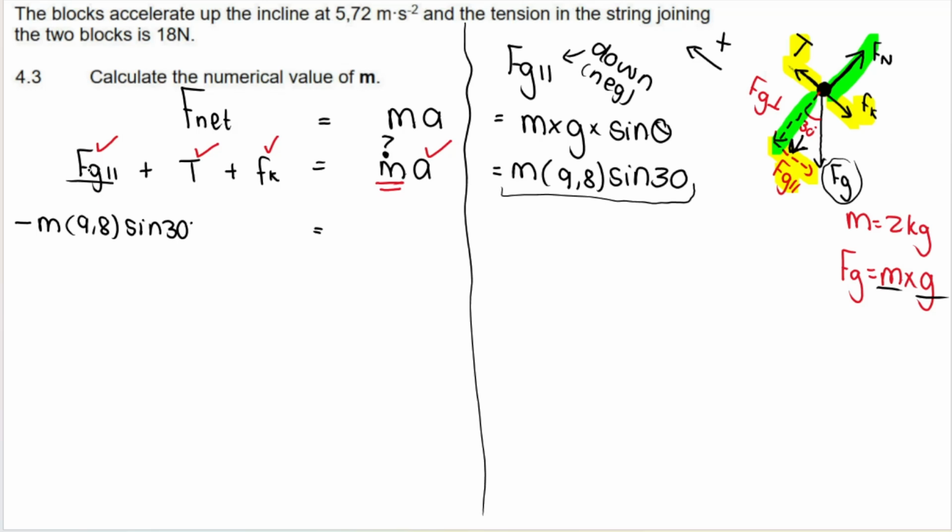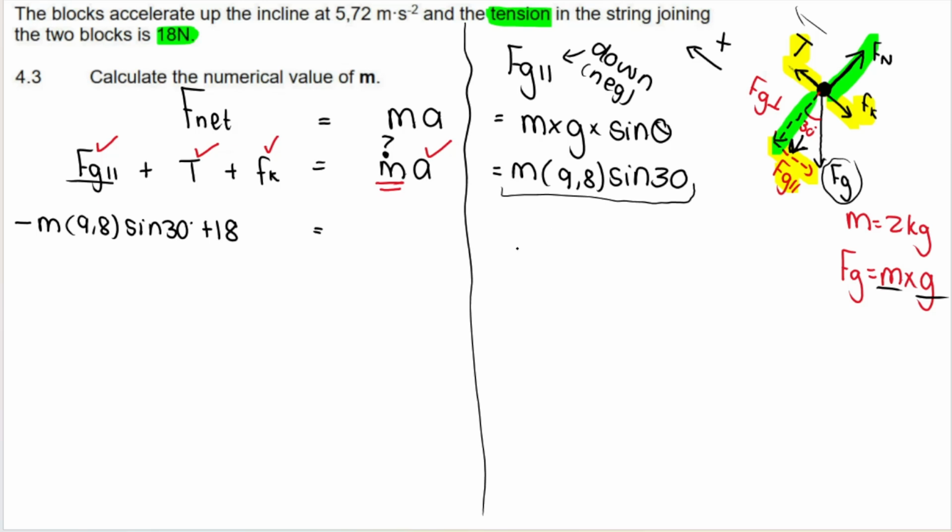We've done FG parallel. Tension is nice and easy. They give me the tension in the question. They say the tension in the string joining the two blocks is 18 Newton. Fabulous. 18 Newton. Tension is going up the slope. We chose up as our positive direction, so tension is plus 18.